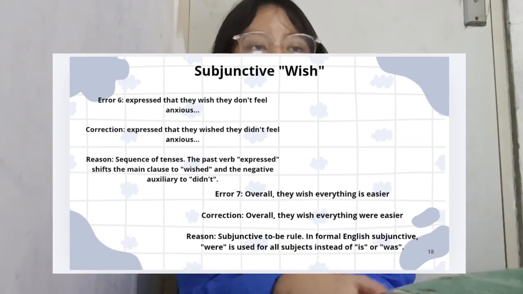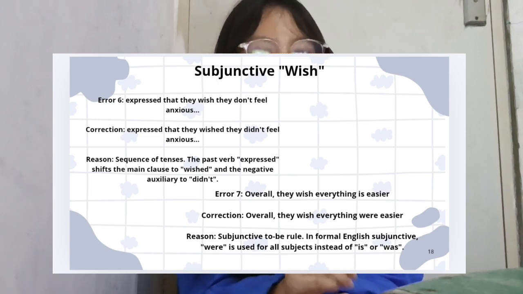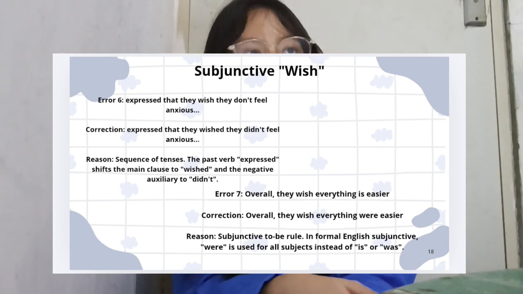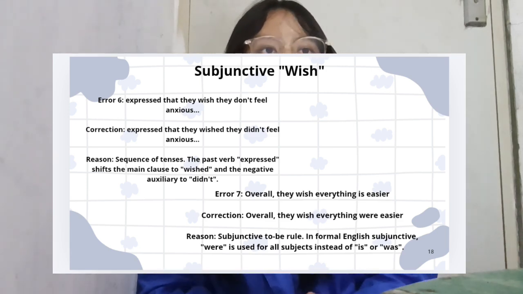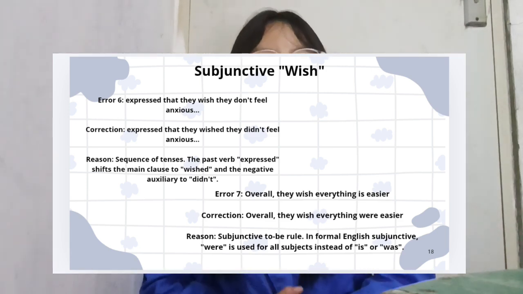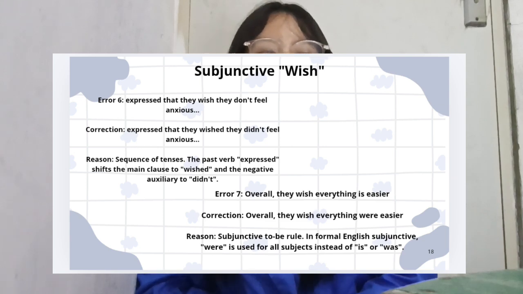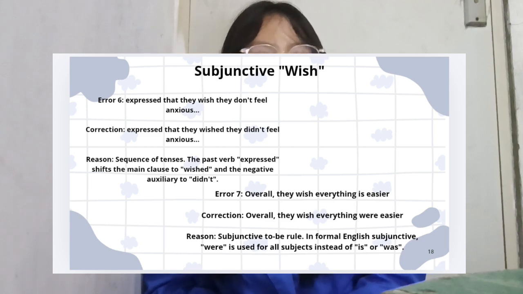Error 6: Expresses that they wish they don't feel anxious. Correction: Expresses that they wish they didn't feel anxious. Reason: Sequence of tense. The past verb 'expresses' in the main clause goes with 'wish', and the negative auxiliary becomes 'didn't'.